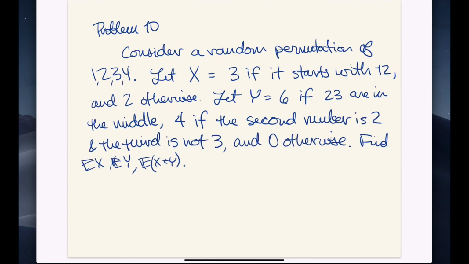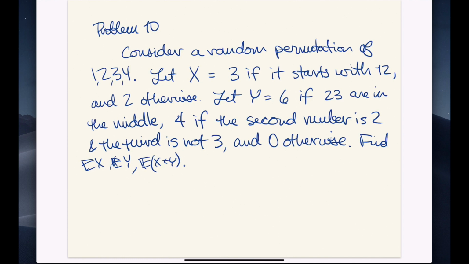In this problem, we eliminate the independence assumption on X and Y. We have these two random variables that are defined in a way that's clearly pretty arbitrary. X is 3 if the random permutation we get by scrambling around 1, 2, 3, 4 at random starts with 1, 2, and it's going to be 2 otherwise. And then Y has some other conditions. 6 if we see 2, 3 in the second and third positions. 4 if we see a 2 and then not a 3 in those two positions, and otherwise it's all 0.